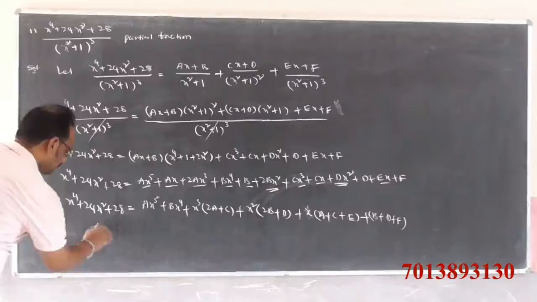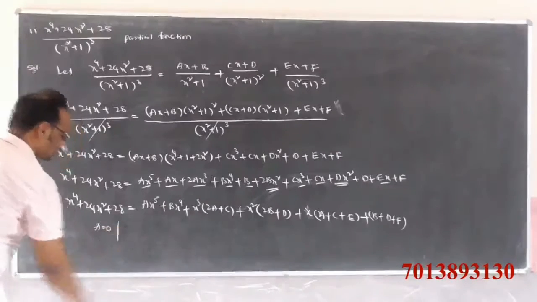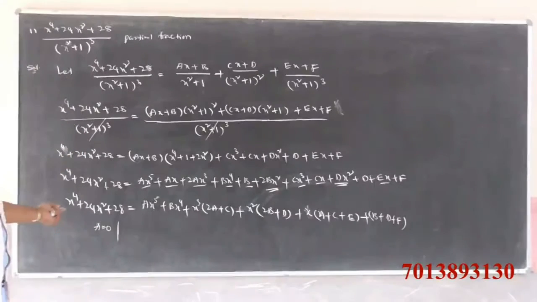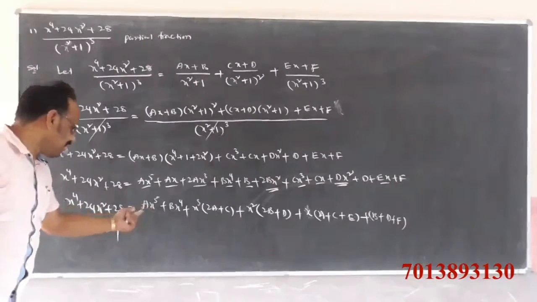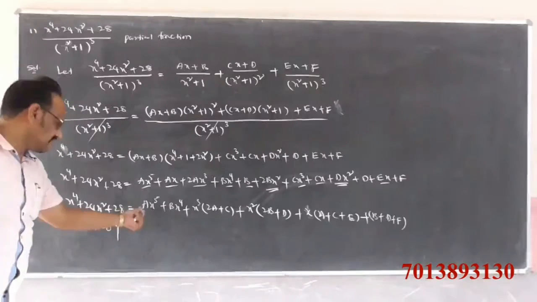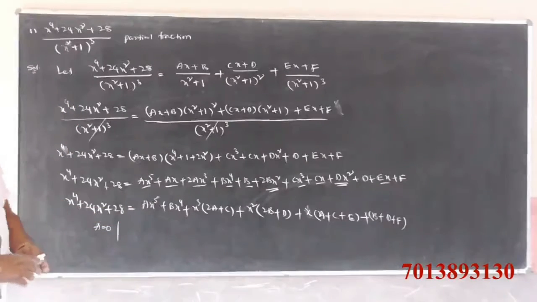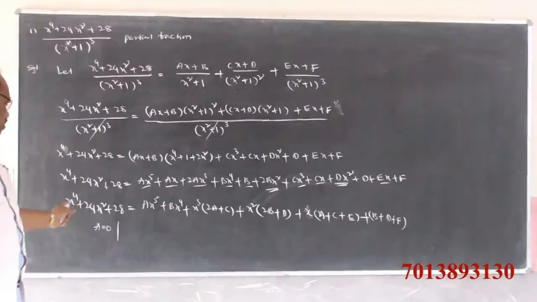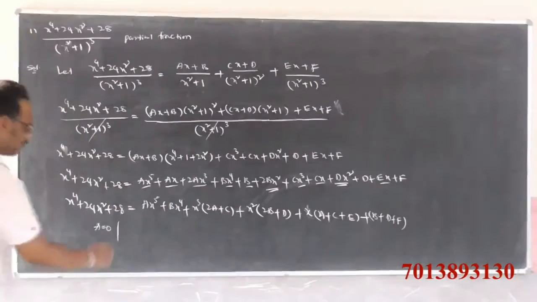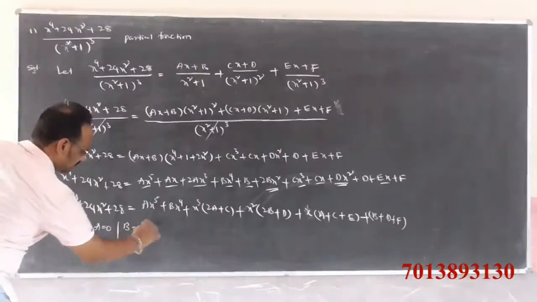So clearly A is equal to 0. The x to the power 5 coefficient is not there, which means it is 0. So A is clearly 0. The x to the power 4 coefficient is B. Here the x to the power 4 coefficient is 1. So clearly B is equal to 1.